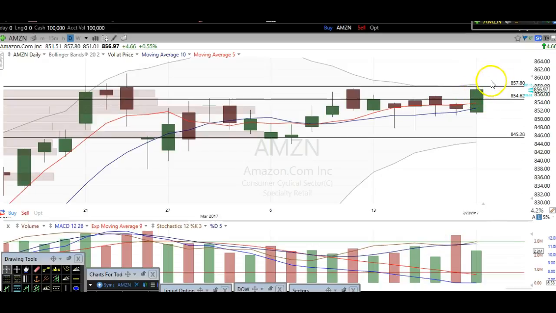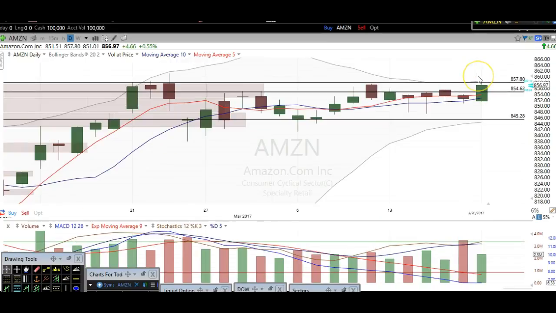So definitely some resistance in the way, but we did a nice step here breaking over this near-term resistance. So this is going to be a support in the near term, about 855, and then we still got resistance up here at about 857, 858. Once and if we do break 858 here on Amazn, we can see a very nice big breakout here on this stock.